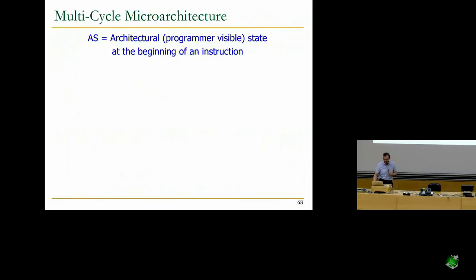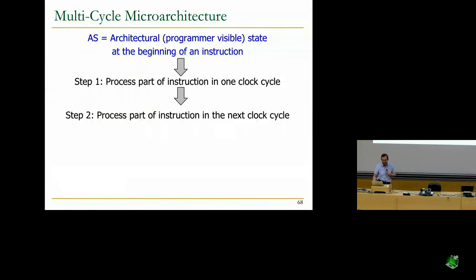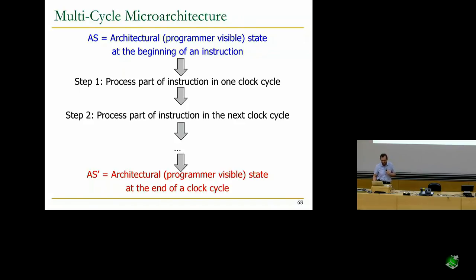Okay, so let's take a look. This is the architectural state at the beginning of an instruction. To process an instruction, we're going to process part of the instruction in one clock cycle. Is it not done? We're going to process the next part in the next clock cycle. Is it not done? We're going to use as many clock cycles as needed to process that instruction. Eventually, we're going to produce architectural state prime at the end of the last clock cycle over here.